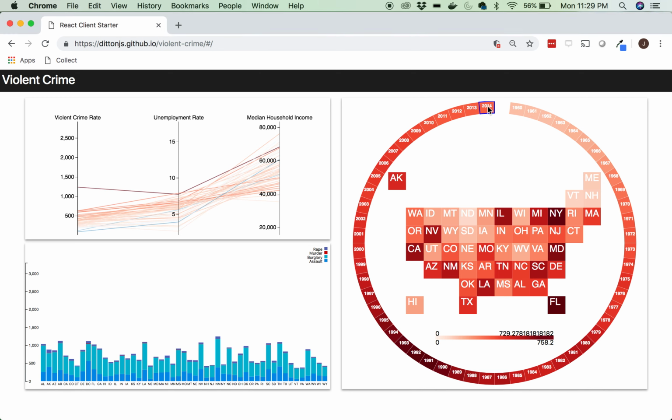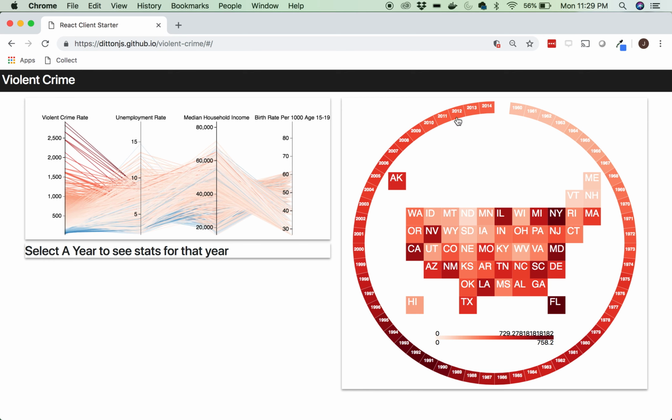Selecting a year will filter the parallel coordinates by that year, so each line in the parallel coordinates represents a state. We can unselect the year as well to see maybe a larger scope of the data. This is every state for every year.